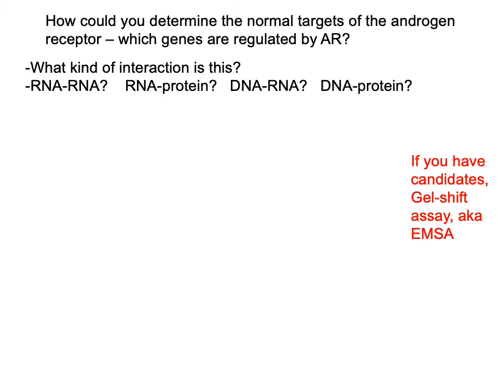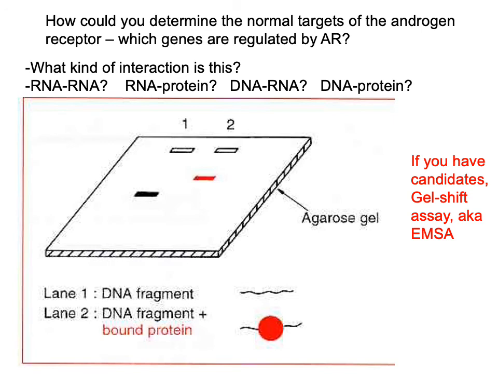So it's a DNA-protein interaction, and one kind of method you can use if you have a candidate DNA in mind is a gel shift assay, which is also sometimes called EMSA, for electrophoretic mobility shift assay. Most people just call it a gel shift. So here's a very simple cartoon, and then I'll explain it further on the next slide.